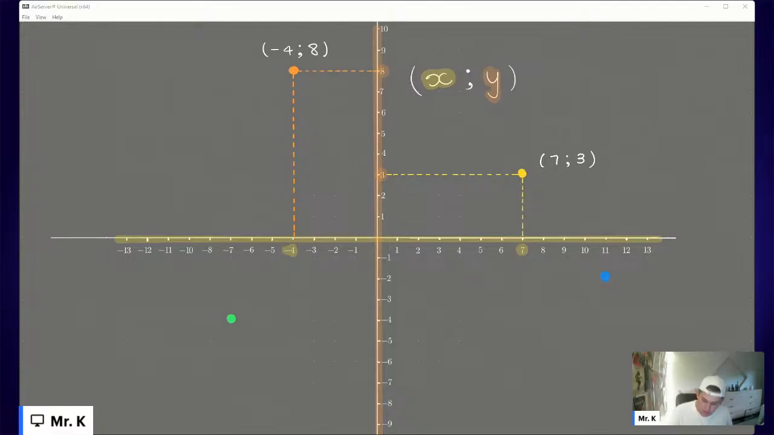Okay, so there we go, guys. We have the coordinates of the second orange dot, which is (-4; 8). So let's move on to coordinate number 3, which is going to be our green coordinate here at the bottom of the screen.